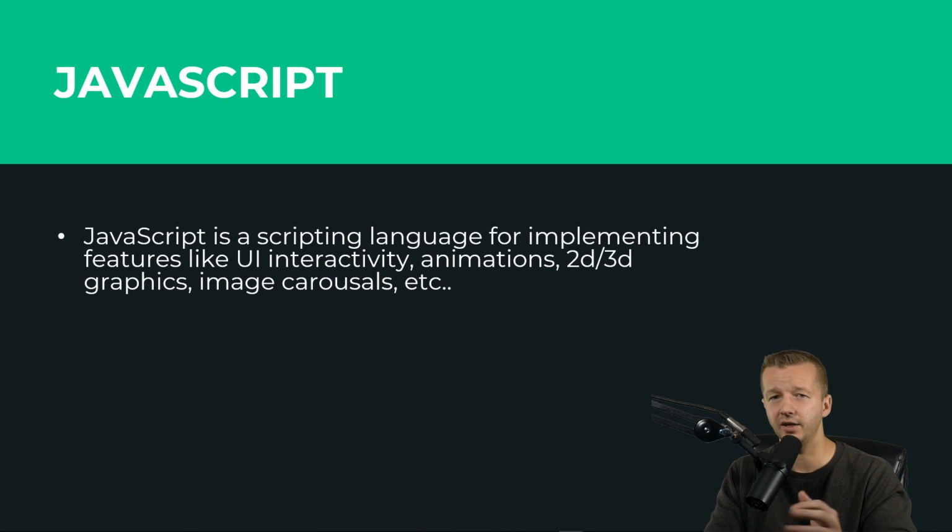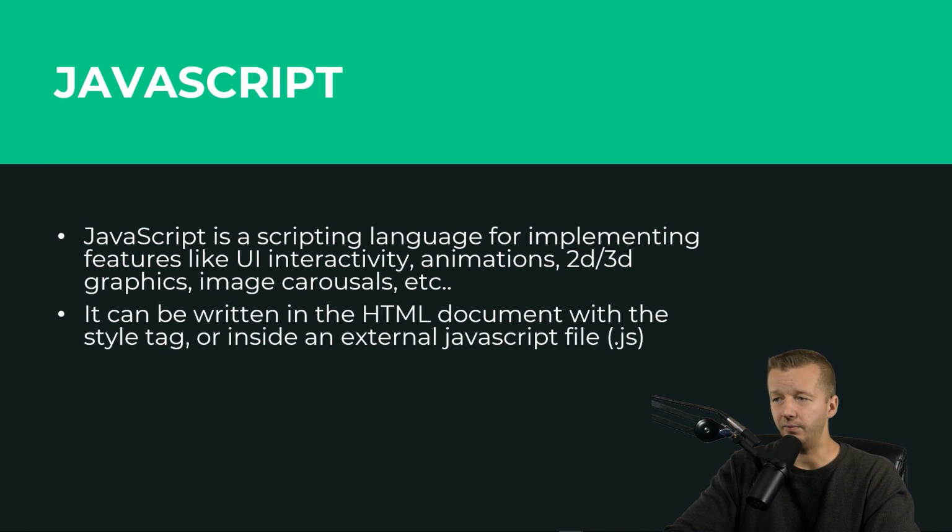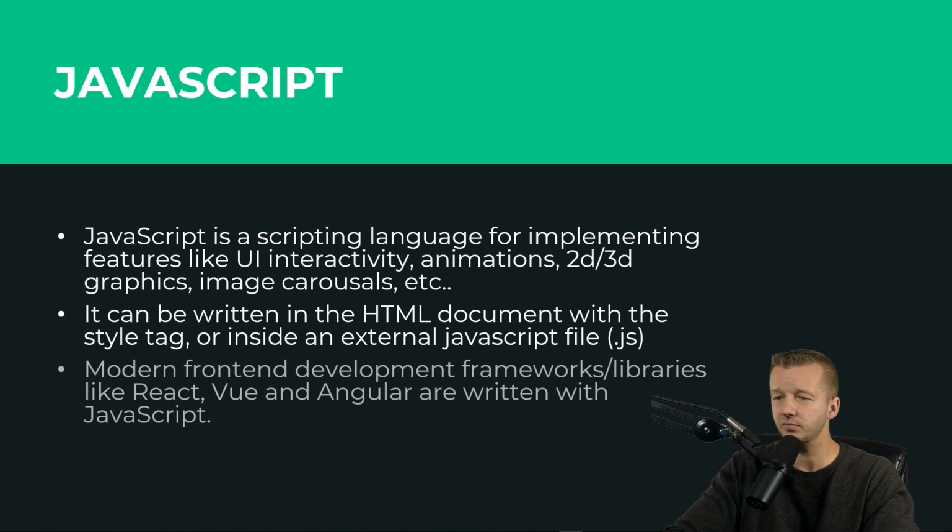So there are 3 different layers when it comes to building web pages as a front-end developer. First is HTML, next is CSS. You need to understand those things pretty much together. And then once you have a solid understanding of those 2 things, you can start learning JavaScript. It can also be written in an HTML document with the script tag. Look at me screwing this up. Or inside an external JavaScript file.